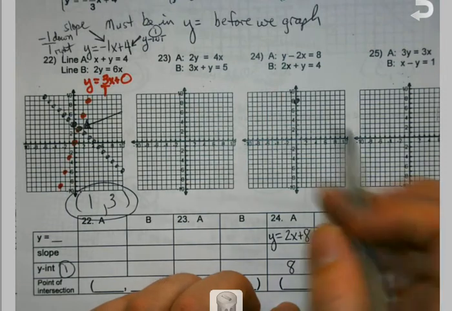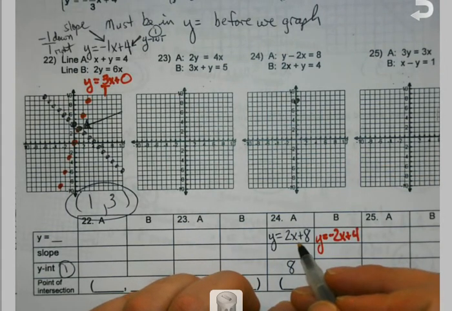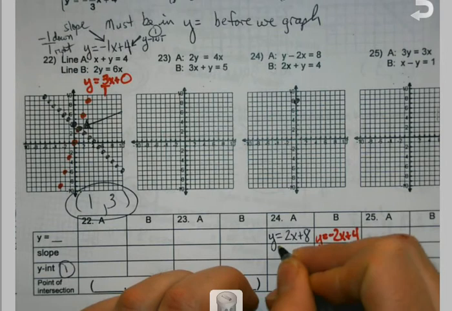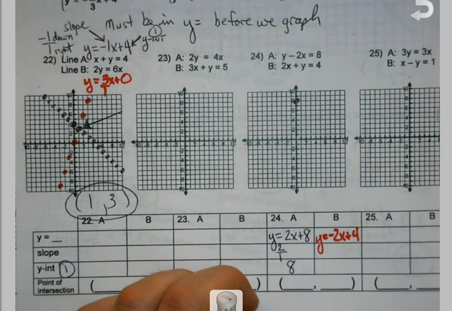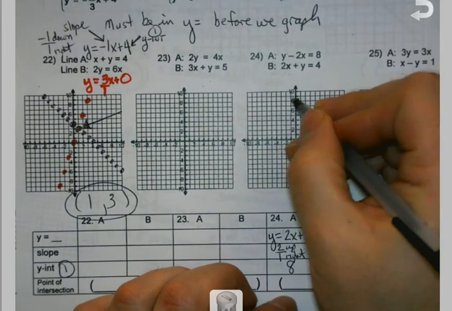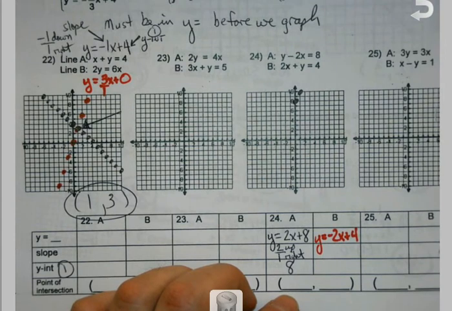So let's see, once I have that point, I need my slope. What's my slope for this first line? What number's in front of my x? 2, or we like fractions, so 2 over 1. And what's that mean? Up 2, right 1. You're like, oh crap, up 2, right 1, I can only do it once. I'm out of room already. How do we fix that?